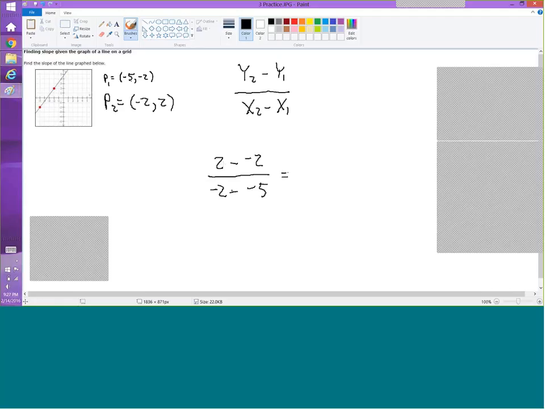If I do 2 minus -2, well, that's the same thing as saying 2 plus 2. So that's 4. And -2 minus -5, so -2 plus 5, is going to be 3. So I come up 4 and right 3. Any questions?